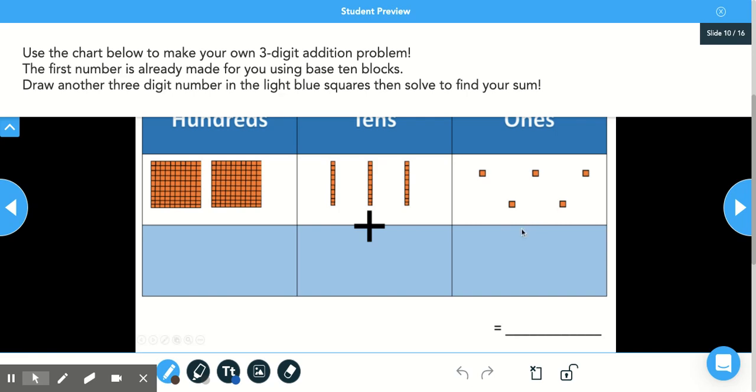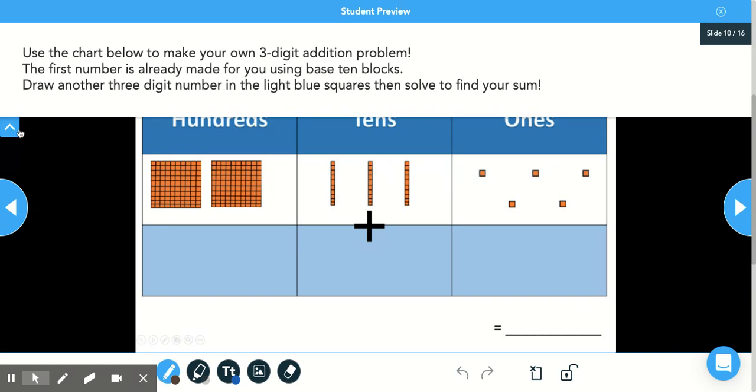Use the chart below to make your own 3-digit addition problem. The first number is already made for you using base 10 blocks. Draw another 3-digit number in the light blue squares, then solve to find your sum.